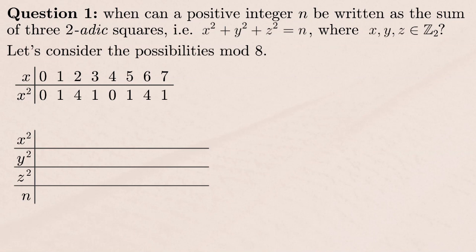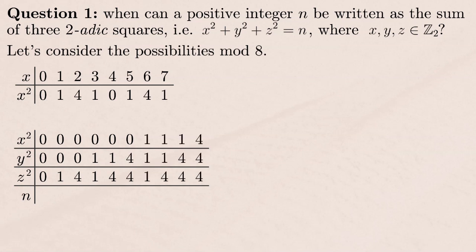rearrangements. Well, they could all be 0 mod 8, or there could be 2 zeros, in which case the remaining one could be either 1 or 4, or there could be 1 zero, in which case these are the possibilities, or there could be no zeros, in which case these are the possibilities. So here are all the possibilities for x squared, y squared, and z squared, and now let's add them up to work out what possibilities they give us for n mod 8.